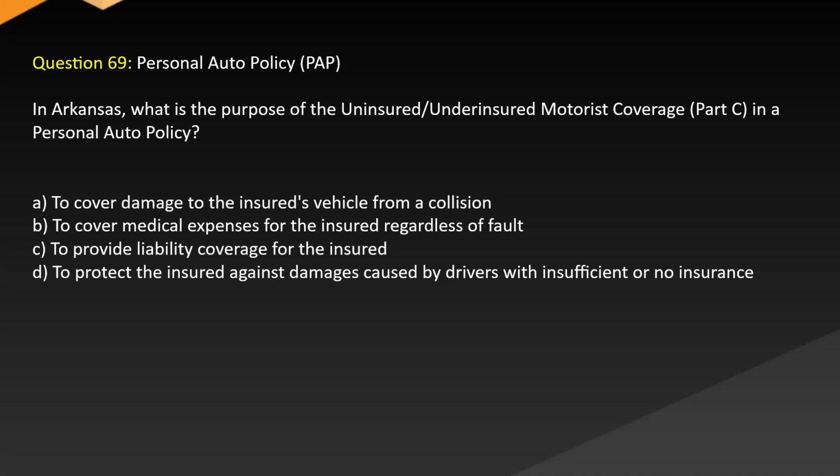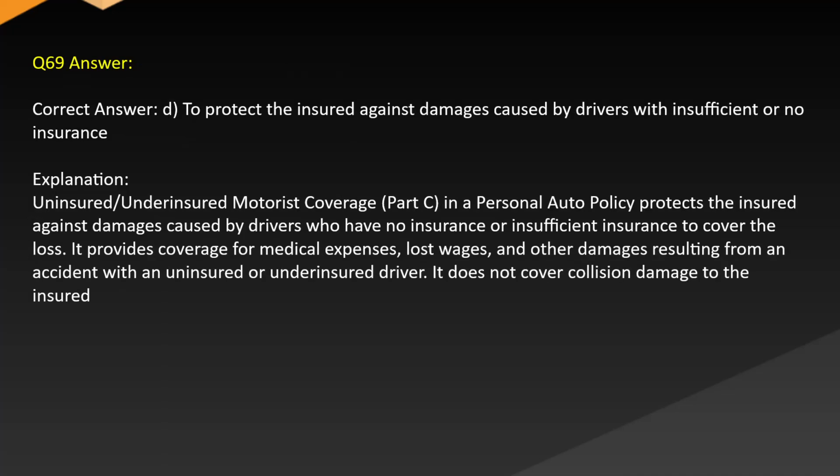Question 69. Personal auto policy (PAP). In Arkansas, what is the purpose of the uninsured/underinsured motorist coverage, Part C, in a personal auto policy? A. To cover damage to the insured's vehicle from a collision. B. To cover medical expenses for the insured regardless of fault. C. To provide liability coverage for the insured. D. To protect the insured against damages caused by drivers with insufficient or no insurance. Correct answer: D. To protect the insured against damages caused by drivers with insufficient or no insurance.